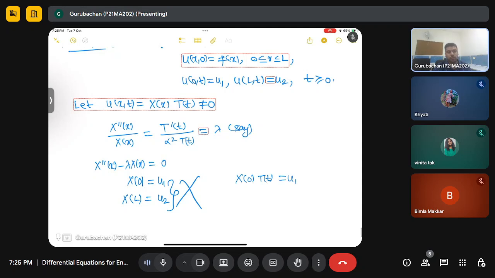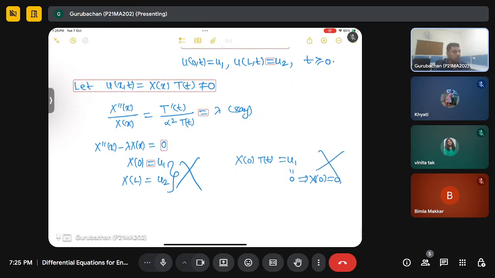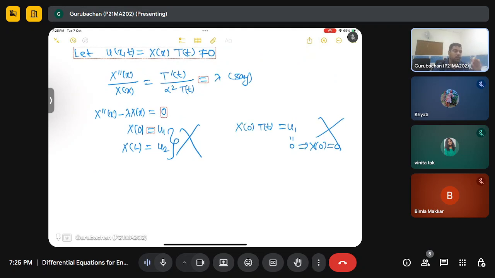Earlier u1 was 0, so you could say that x0 is 0, but in this case it is not like that, so you cannot do it in this manner. In the class it has been told that you have to change the system in such a way that the boundary conditions will become zero.